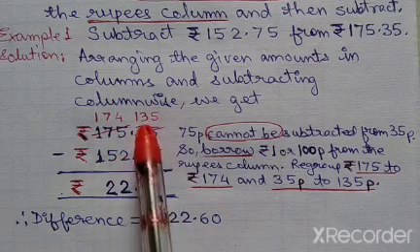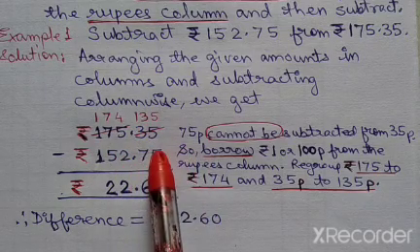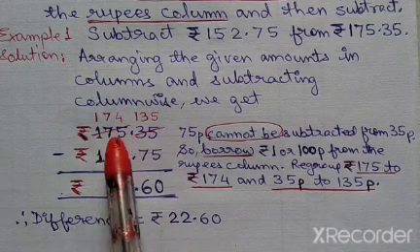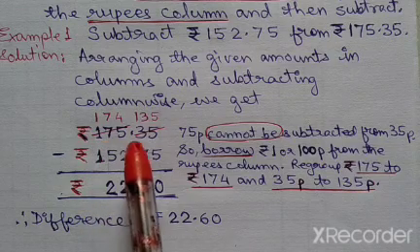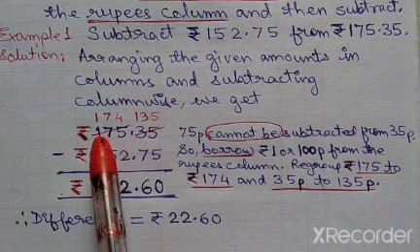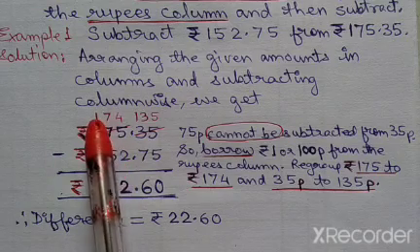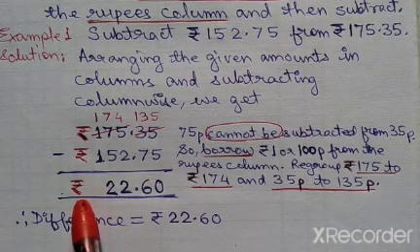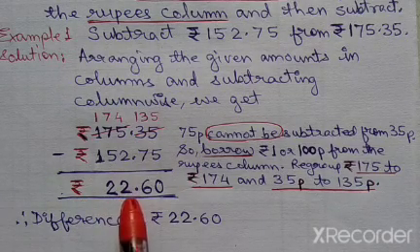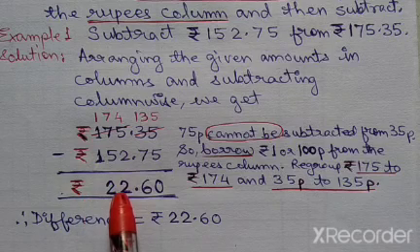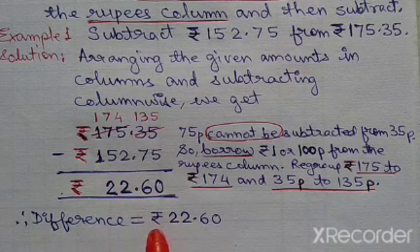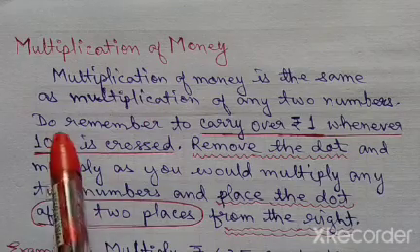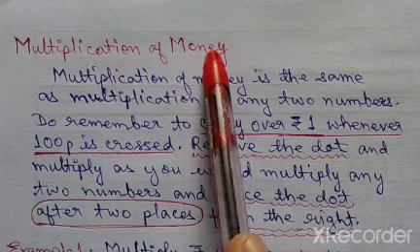Now children, if you see the question carefully, 75 paise cannot be subtracted from 35 paise. So what will you do? Borrow rupee 1 from rupees column or 100 paise to make 135. And here in place of 175 it will become 174. Now you can easily subtract, okay, and your answer will be therefore rupees 22.60. Rupees 22.60, that is difference is equal to rupees 22.60. Very easy.